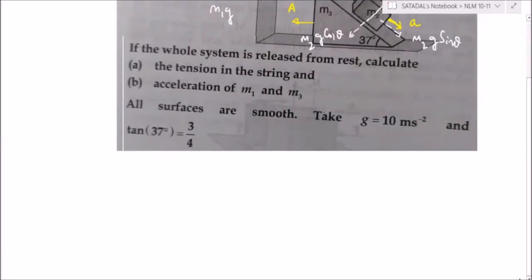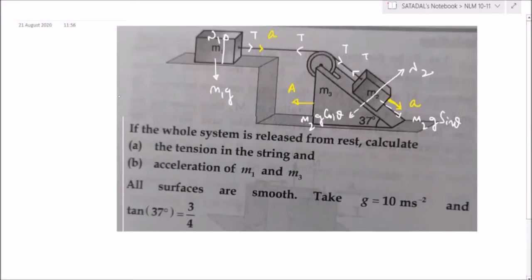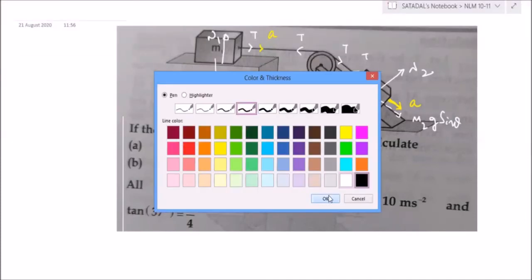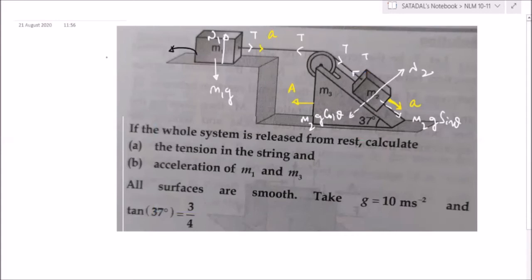Okay, I will write now. See, for M1 we can write here only. For M1, it is very simple. T is equal to M1 into A, equation number 1, and N1 is equal to M1 into G, equation number 2.